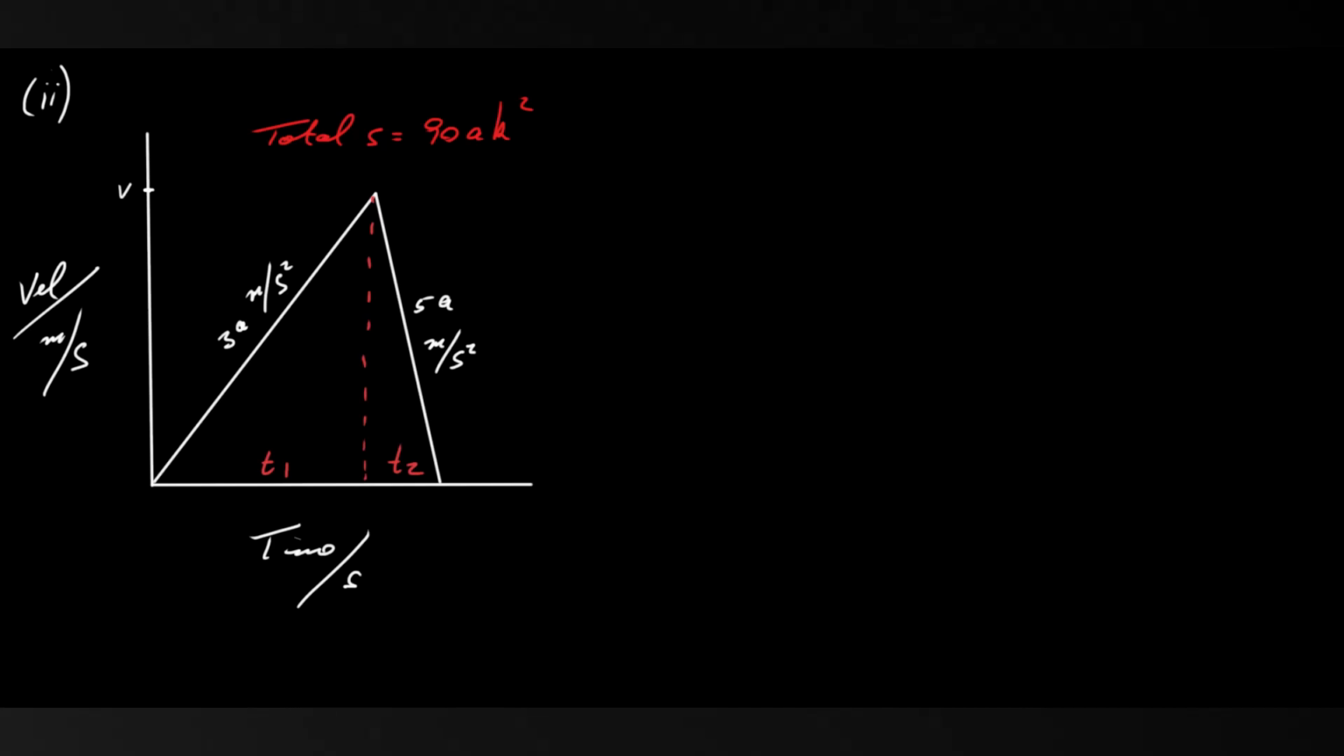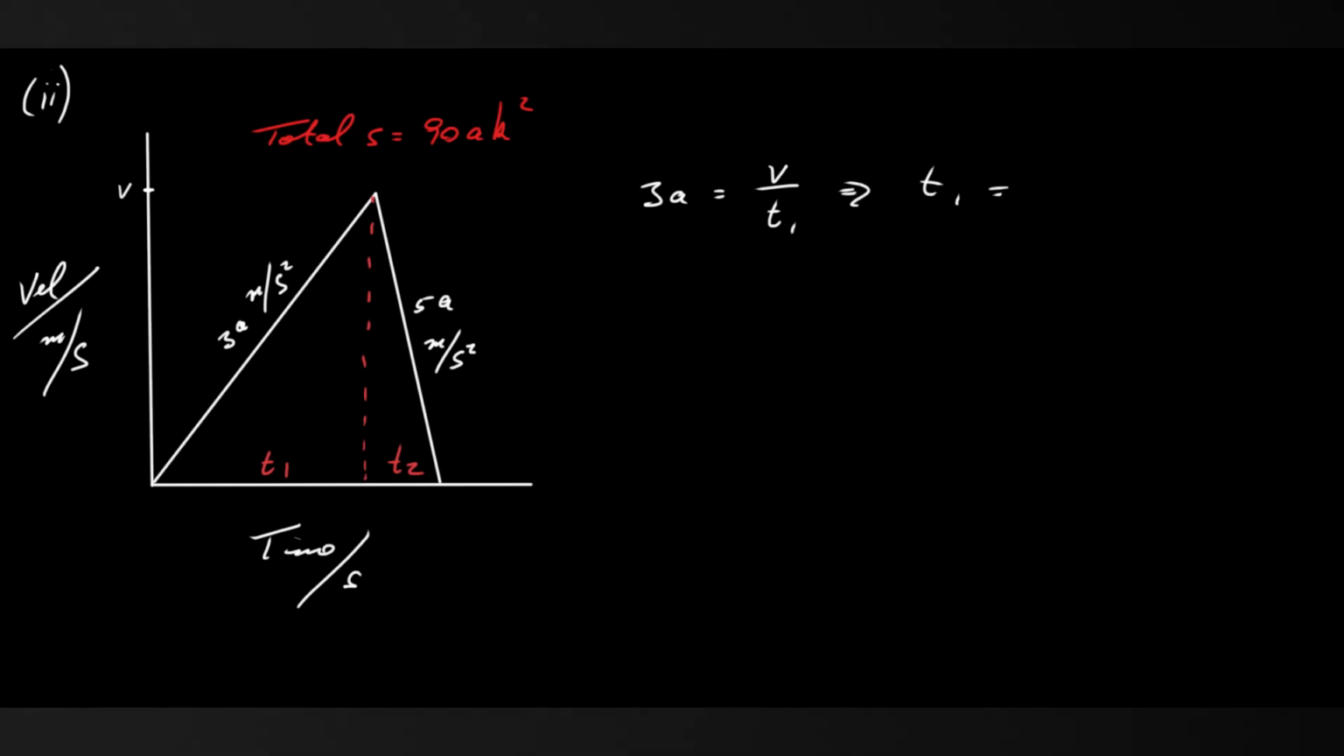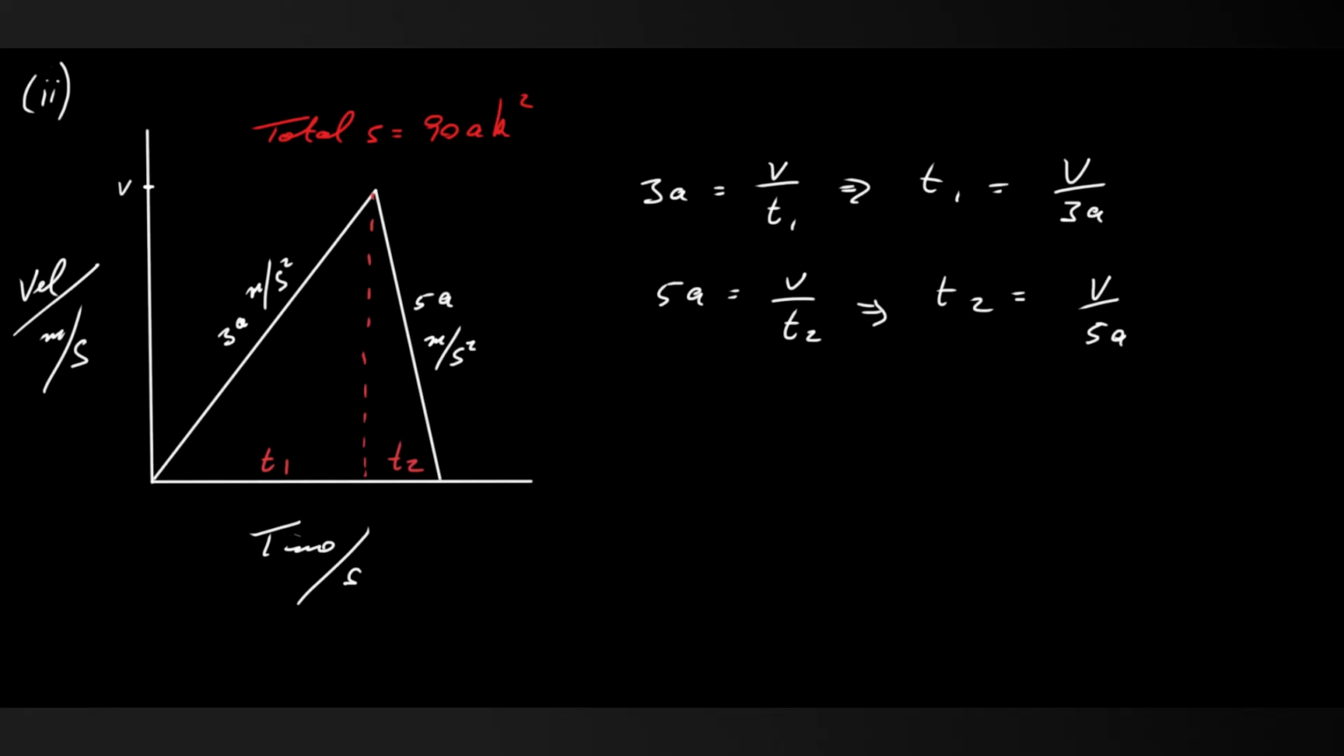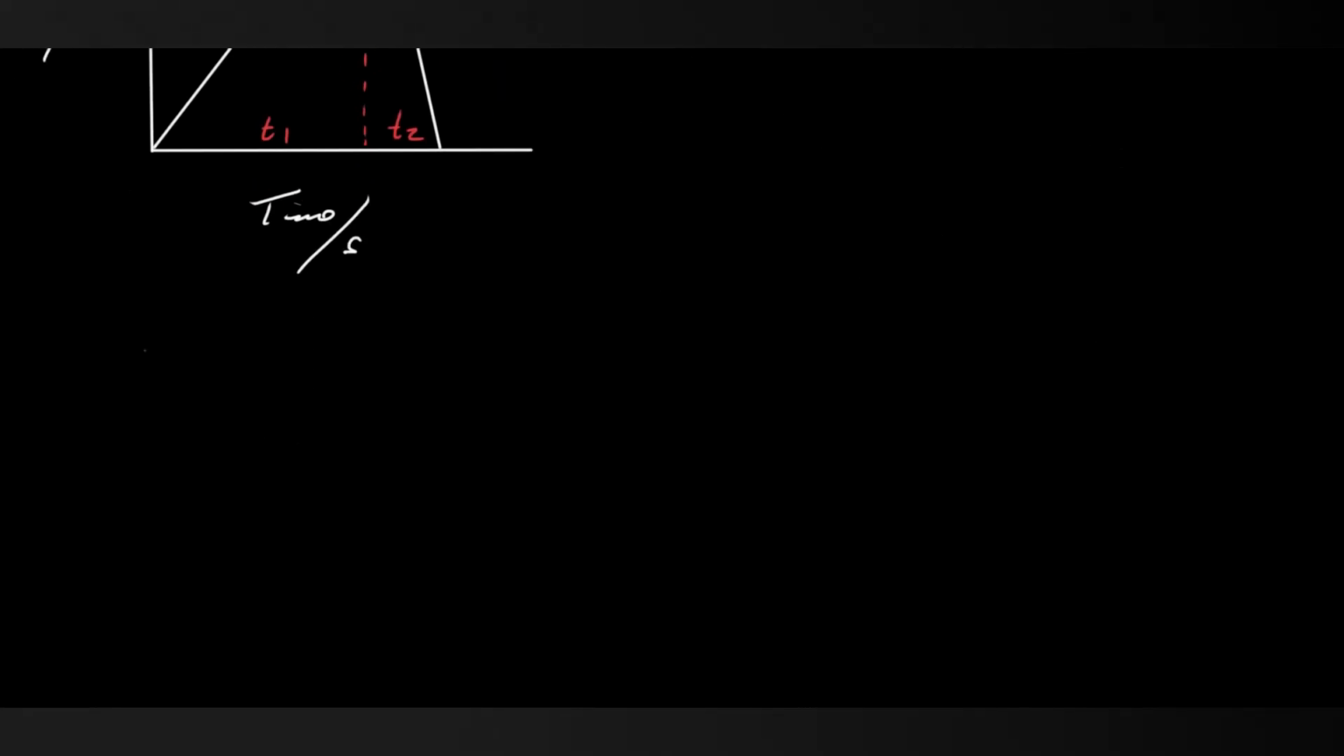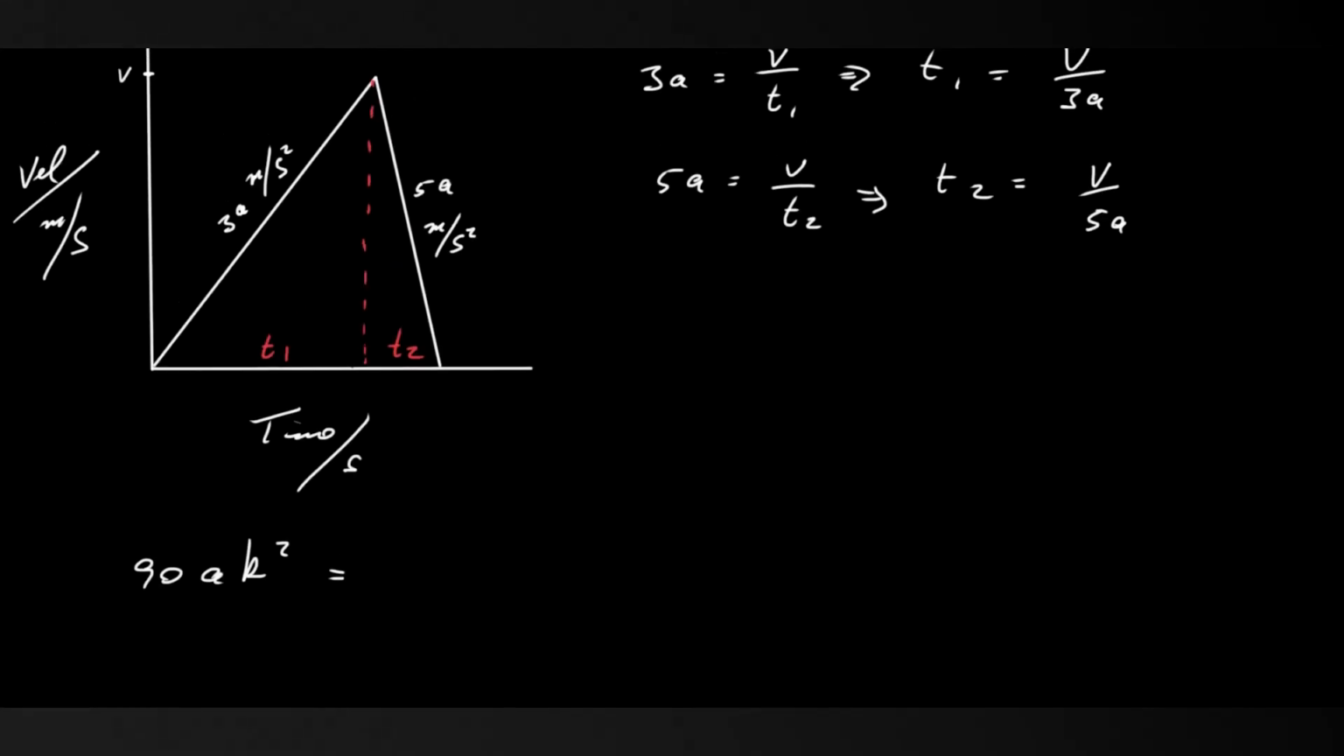So let's see, we know that 3a then is going to be equal to v over T1, giving us T1 is equal to v over 3a. We know that 5a is going to be equal to v over T2, and that'll give us T2 then is equal to v over 5a. So let's put these together then. We know that the total distance is 90ak². So we got 90ak². The total distance is going to be equal to the total distance here and here.